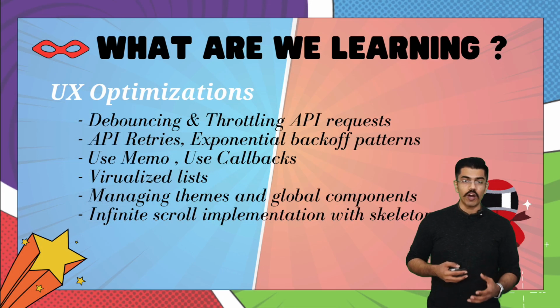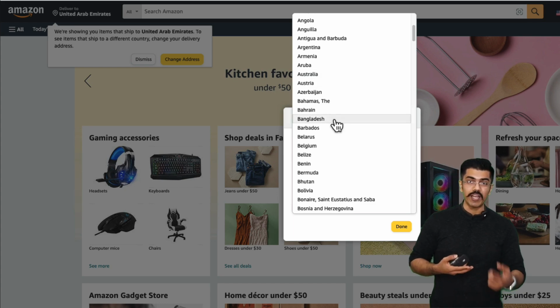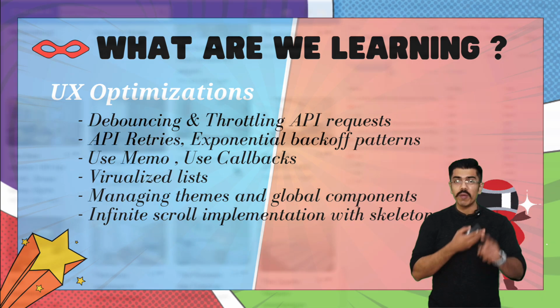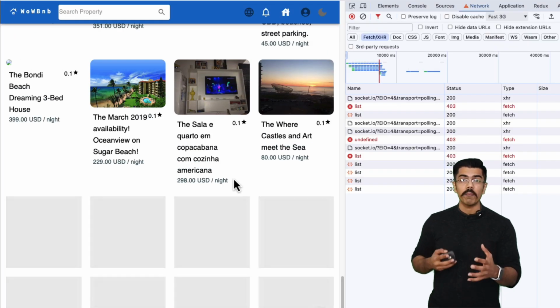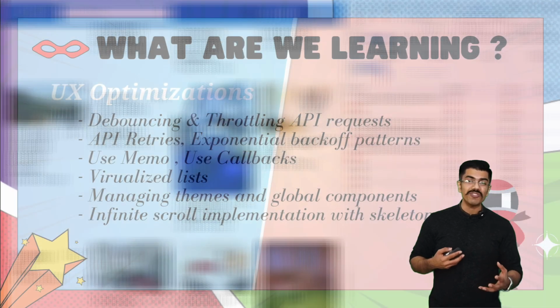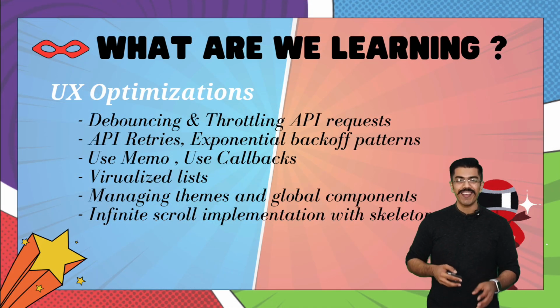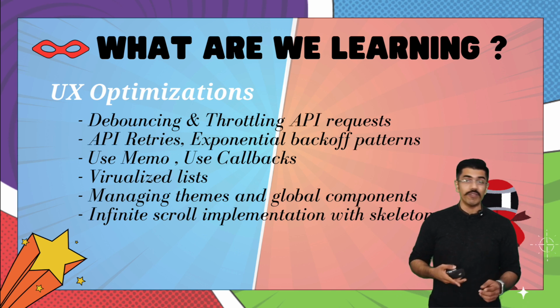So we are going to be seeing how to be working with debouncing and throttling of the API request. We see what happens when the API fails completely. How do you implement that retry mechanism? We also implement the pattern of exponential backoff. So these are the kind of advanced things that we are going to be learning in this course, and it's really exciting, trust me.